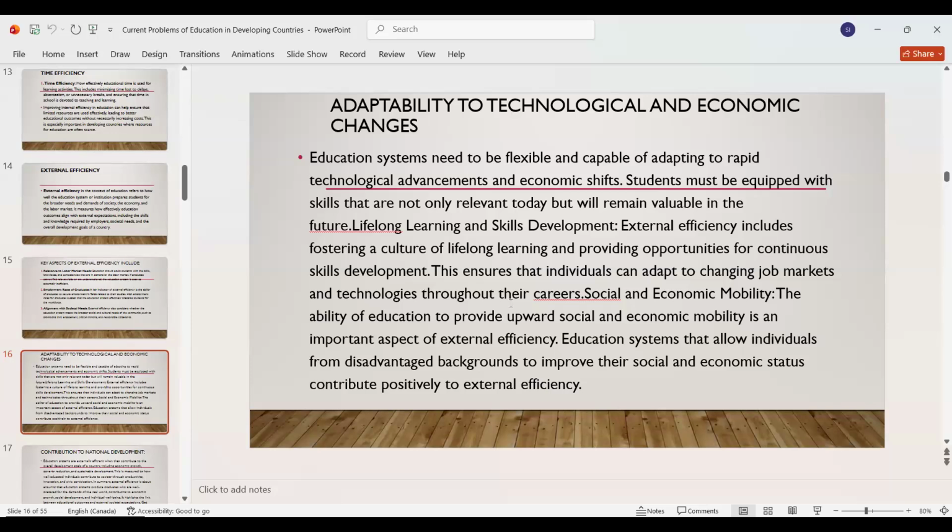Students must be equipped with skills that are not only relevant today, but will remain valuable in the future. So we have to think of our students' future. As parents are thinking, as teachers, we also have to think. Lifelong learning and skills development. External efficiency includes fostering a culture of lifelong learning and providing opportunities for continuous skills development.